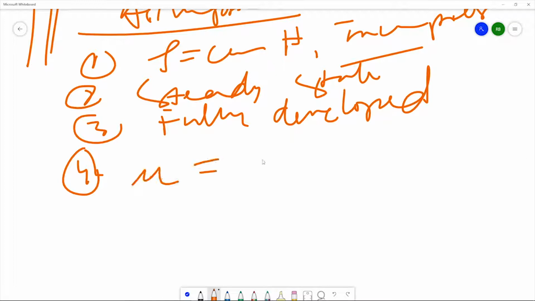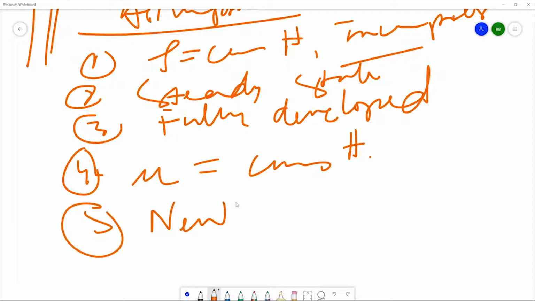Rho is constant, mu is constant, that is viscosity is constant. Newtonian fluid. You are assuming Newtonian fluid, so it will obey Newton's law. Okay, what else are there?